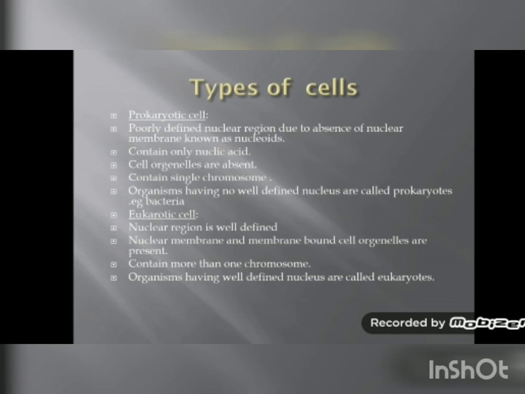So prokaryotic cells are present in lower organisms, that is, unicellular organisms like bacteria. In higher organisms eukaryotic cells are present. In eukaryotic cells the nuclear region is well defined. Nuclear membrane and membrane-bound cell organelles are also present, and the eukaryotic cell contains more than one chromosome. The organisms which have a well-defined nucleus are called eukaryotes. Example, all the higher organisms have eukaryotic cells.